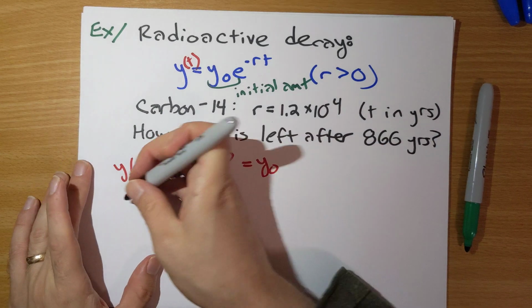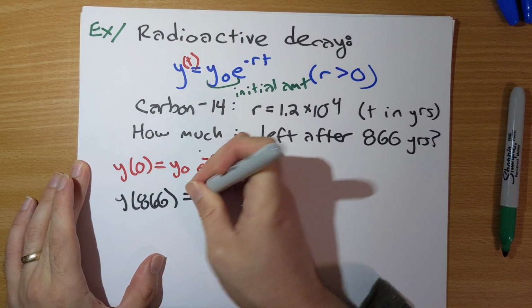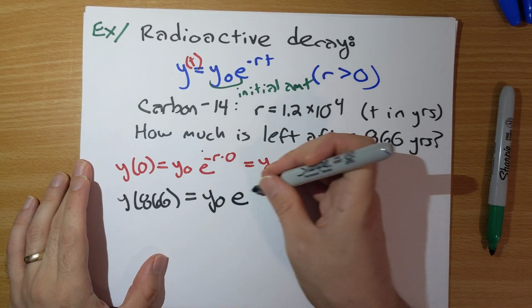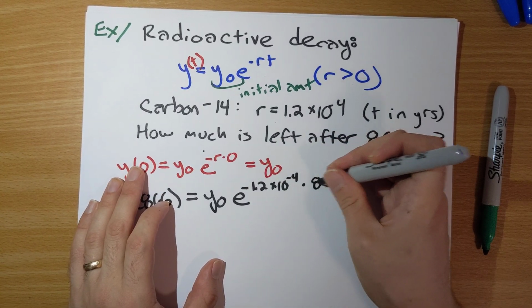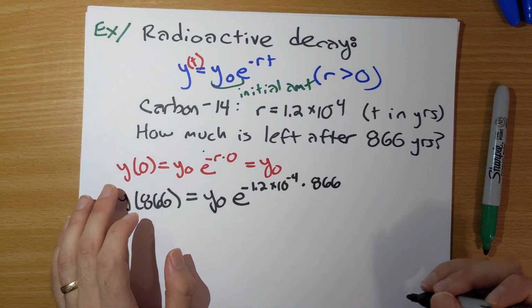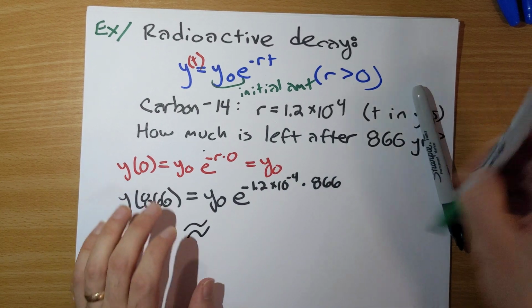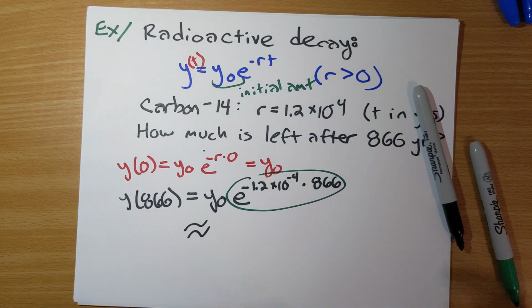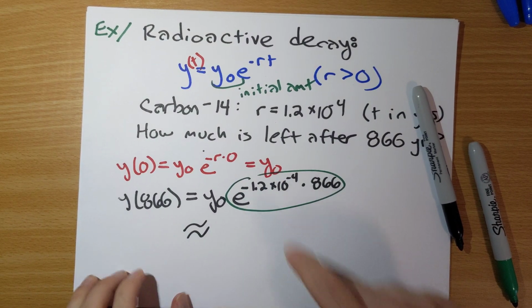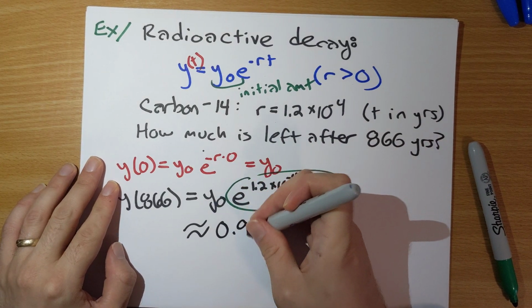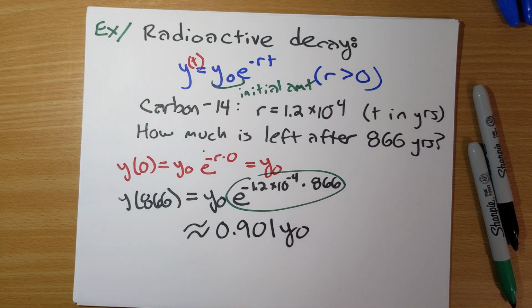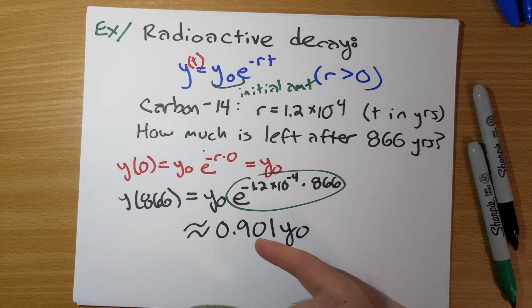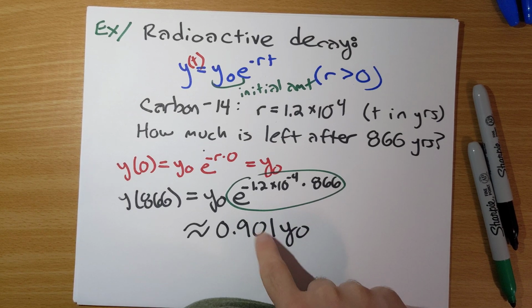After 866 years, this would be y of 866, is y naught e to the minus r. r is 1.2 times 10 to the minus 4th. We want to multiply this by 866. If you take your calculator and multiply those together and then do e to the resulting thing, you get about 0.901 times y naught. So after 866 years, you're left with about 90% of what you started with, and 10% of it is gone.